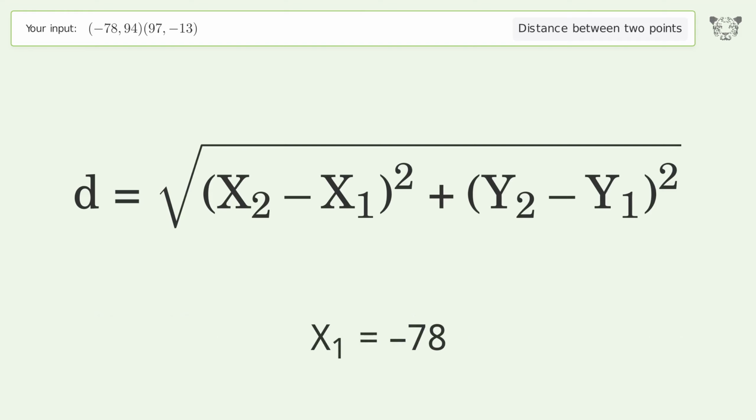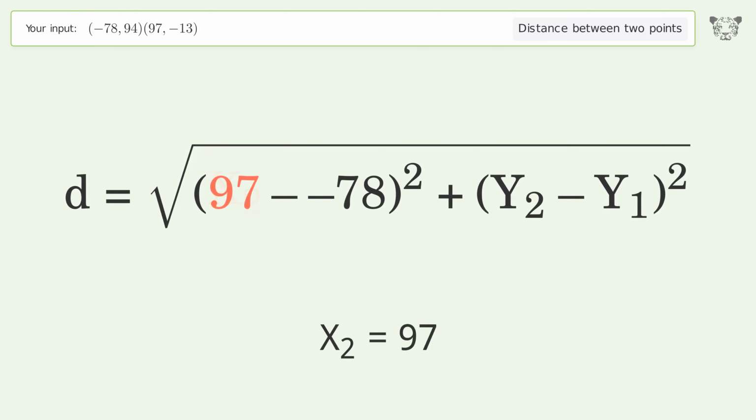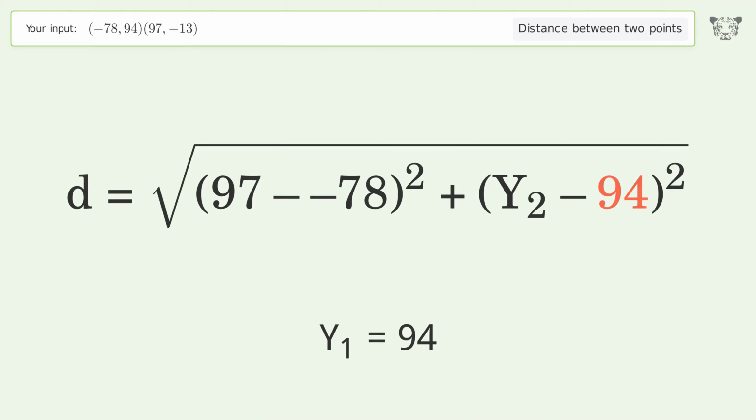x1 equals negative 78. x2 equals 97. y1 equals 94. y2 equals negative 13.